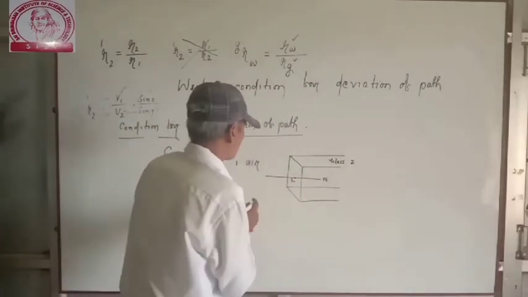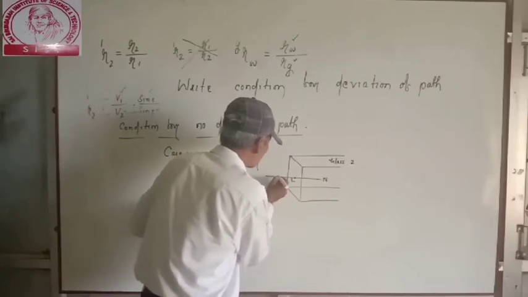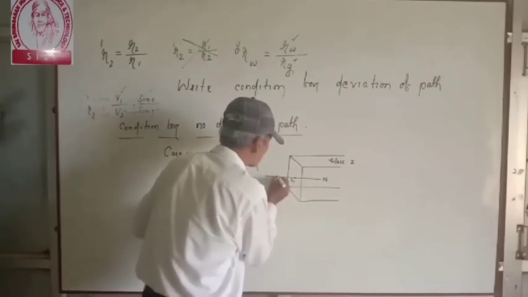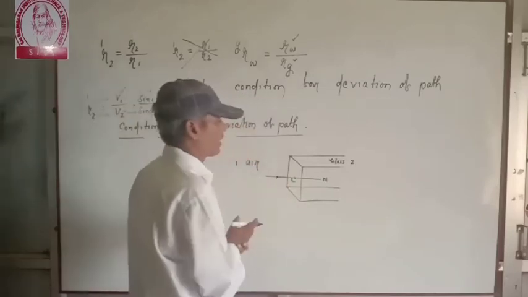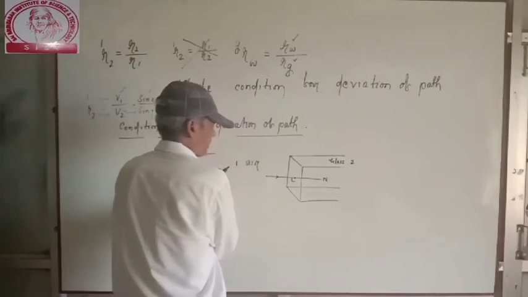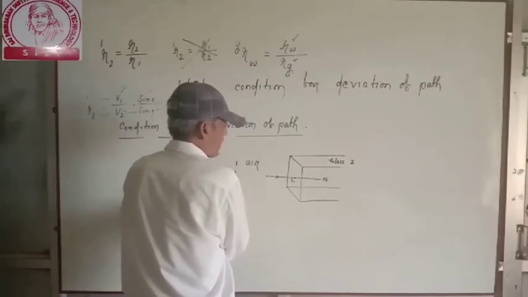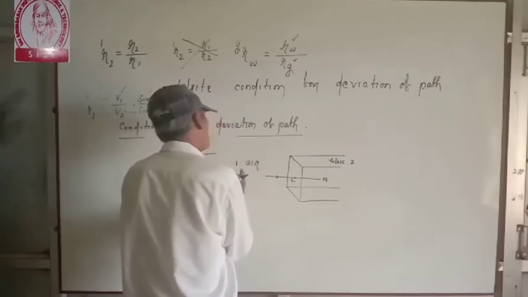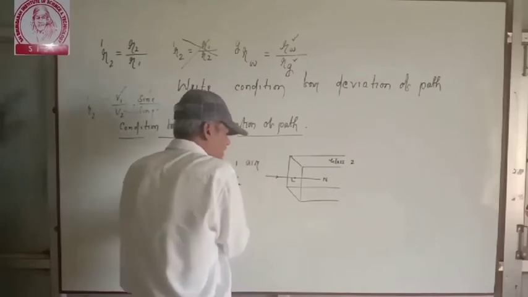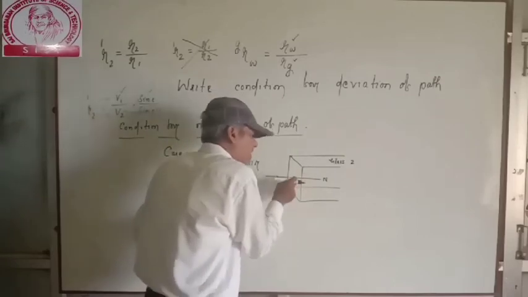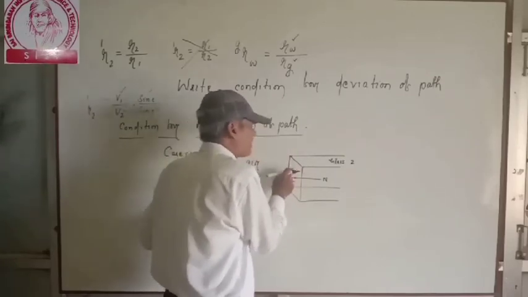Let's say along the normal the incident ray propagates. Source is somewhere else. The ray propagates from the source. The source is somewhere else. Straight away the ray propagates and strikes the refracting surface.